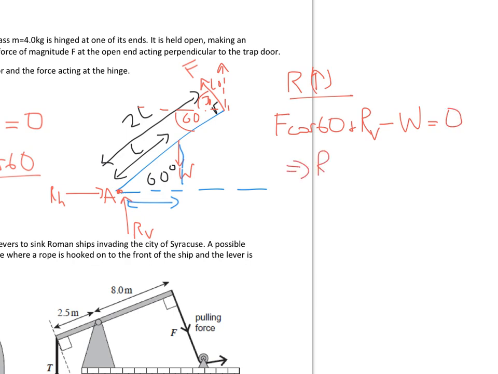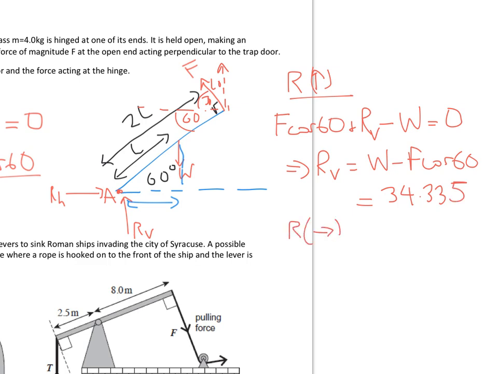So we can solve that to find our V. So it would be W minus F cosine 60. Remember, F was 9.81, so times by cosine 60. 4.0 times 9.81 minus the answer gives you a vertical reaction force of 34.335. I'm not going to round it because we want the magnitude of the overall force in a second.